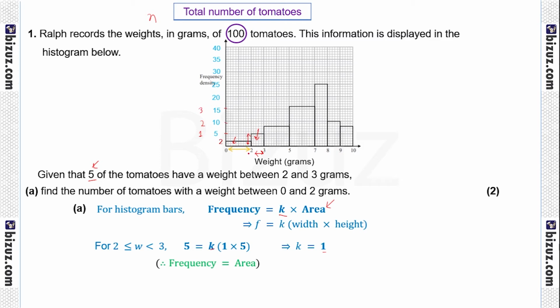All right. Now, for the class that we need to find the information of, the width is 2 units, like here, and the height is also 2 units. So we can find the frequency of that class. So for W between 0 and 2, the frequency is equal to the width multiplied by height, basically the area. So that's 2 into 2, and that is equal to 4.